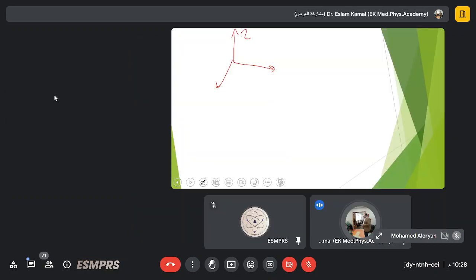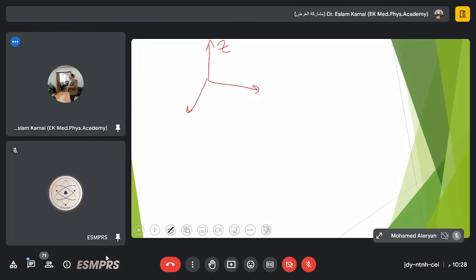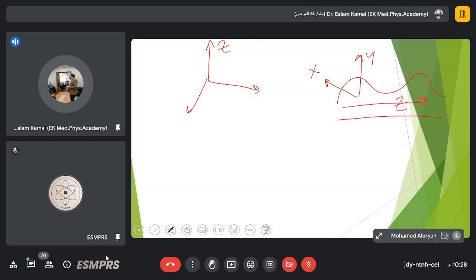This Z direction is the direction of the patient himself. If this is our patient, this is the Z direction, and this is the X and Y direction. Now all protons align in the Z direction, so we represent the protons in the Z direction with this arrow. Now we apply a radio frequency pulse. This radio frequency pulse will excite the protons from the Z direction into the XY plane.